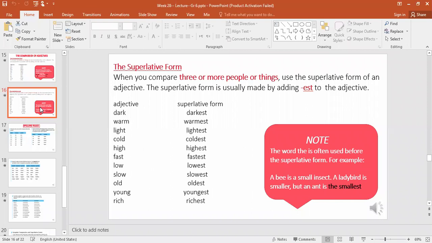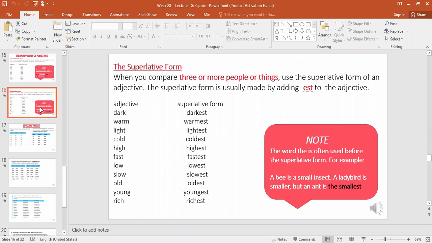Here, I'm comparing three or more people or things or places. Let's look at the pink box, the note. A bee is a small insect. A ladybird is smaller than a bee. But an ant is the smallest. So here I'm comparing three insects, the bee, the ant, and the ladybird, right?